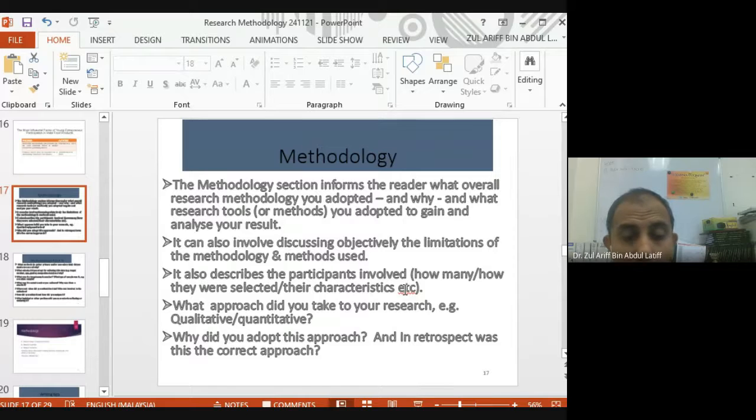So how will participants be involved? How many are they? Who are they? What type of sampling are you using? Is it random or non-random sampling? Is it probability or non-probability? Do you know your respondents or you don't know? If you know, then this is the question: if you know your respondents, then how can you randomly choose?